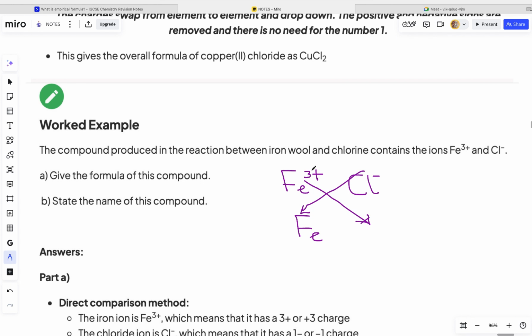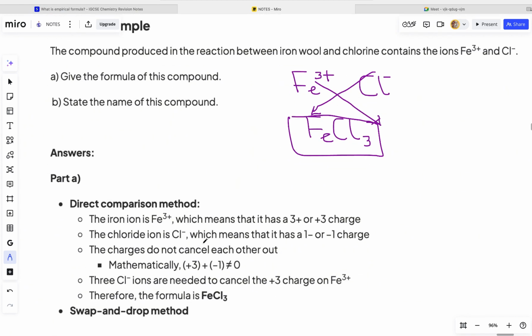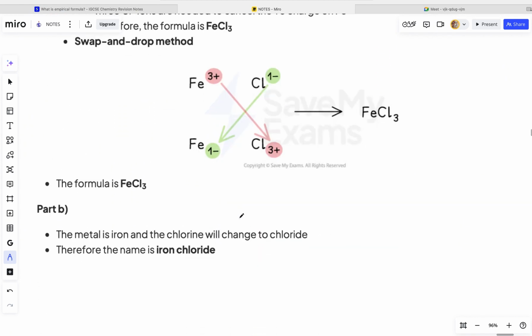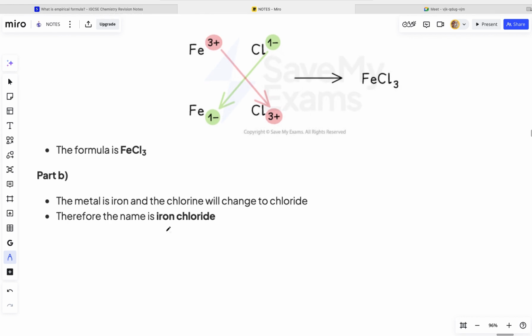And you cross these 3 here. So you bring chlorine, and when you cross this 3 to this side, here becomes 3. So this becomes the chemical formula of the compound. Now the name will be iron 3 chloride. That will be the name of the compound, iron 3 chloride. Okay, so that's how to name a compound.